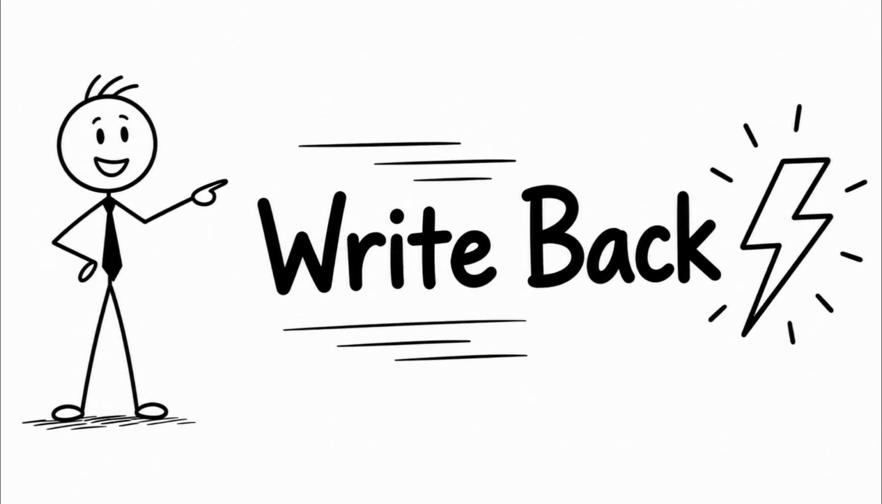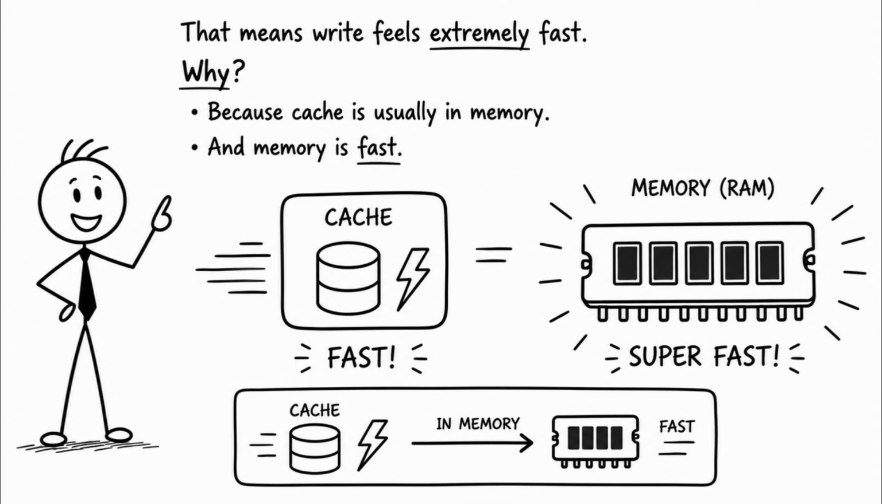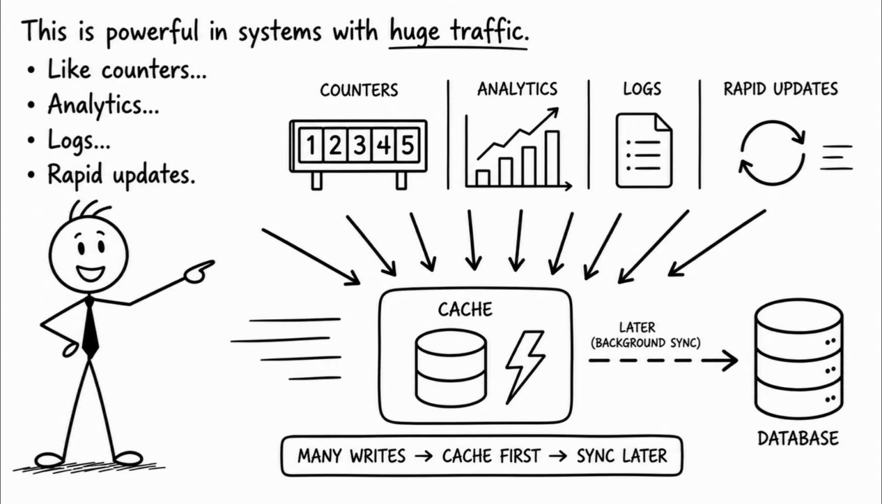3. Write back. Now the fastest one. Write back. This strategy is optimized for heavy write traffic. Here when app writes data, it writes only to cache first. User gets quick success response. And database update happens later in background. That means write feels extremely fast. Why? Because cache is usually in memory. And memory is fast. This is powerful in systems with huge traffic, like counters, analytics, logs, rapid updates.